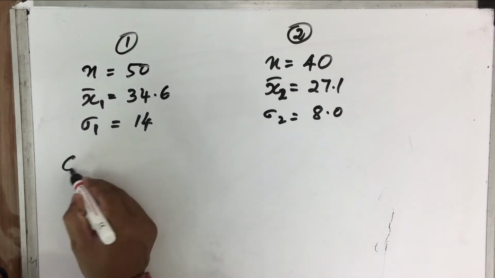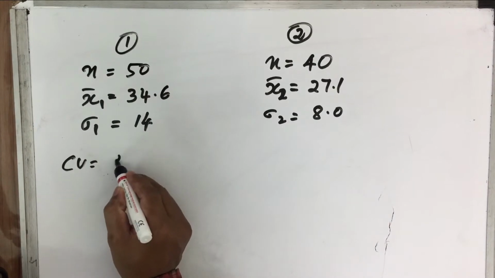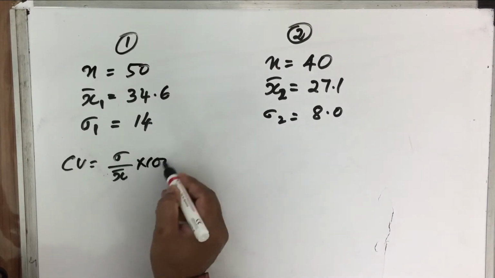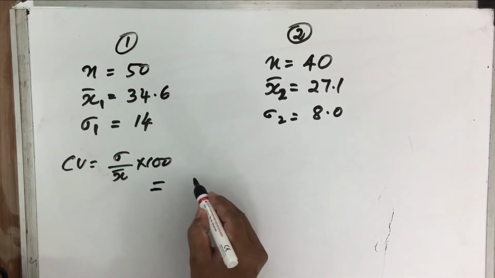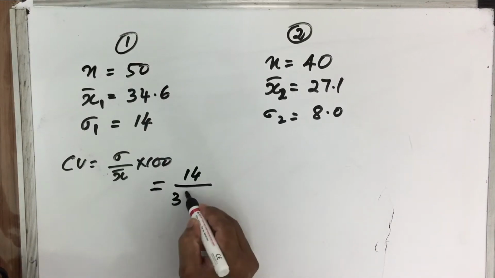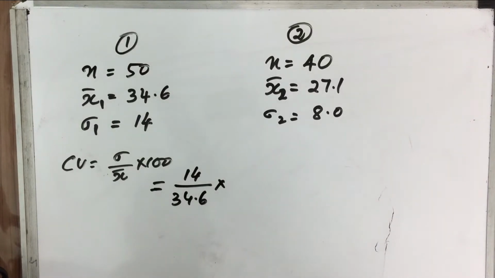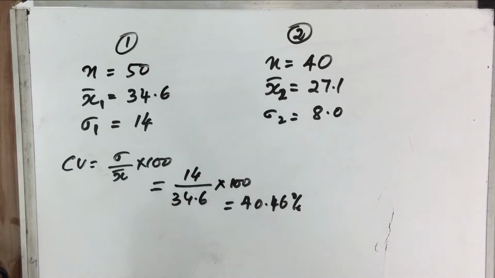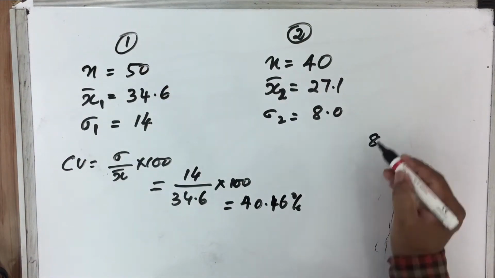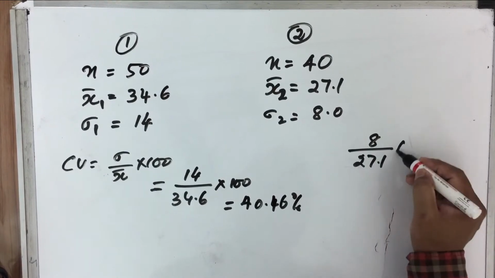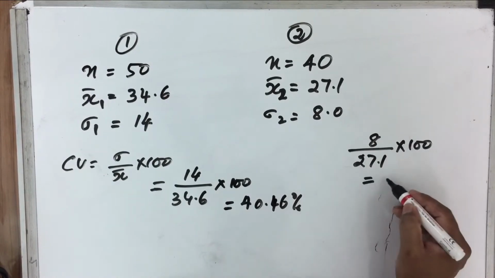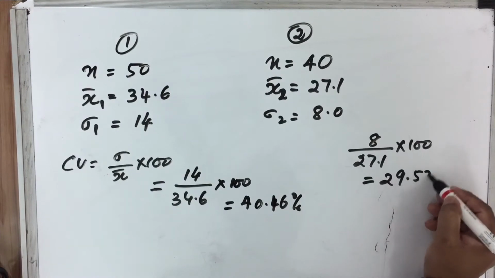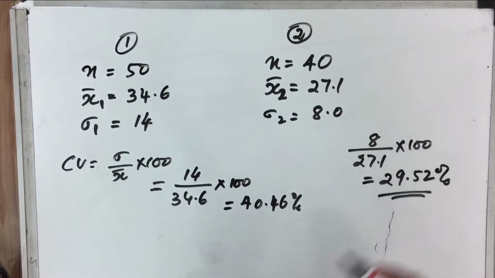So we know that CV is equal to sigma divided by x bar into 100. Therefore this is equal to 14 divided by 34.6 into 100, which is equal to 40.46%. In the other case, it is 8 divided by 27.1 into 100, which is equal to 29.52 percent.